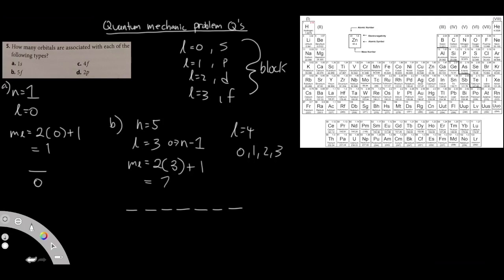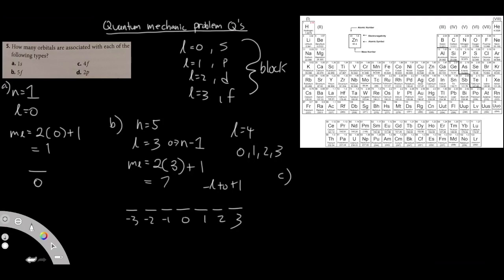What are the, I wouldn't say names, but the ML title values for every single one? Well, if there are 7, we've already listed them out. We know that L is equal to 3, so it needs to go from negative L to positive L. So we get negative 3, negative 2, negative 1, 0, 1, 2, 3. Hence, these are the value names. How many orbitals? 7 of those.